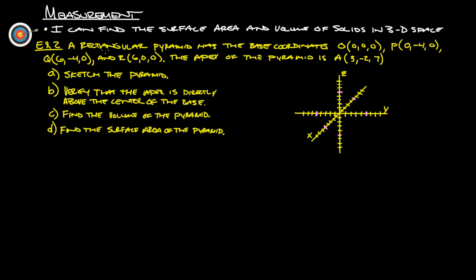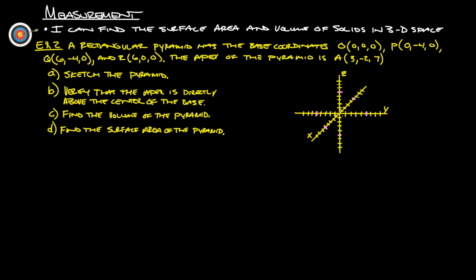Example 2: a rectangular pyramid has the base coordinates O, P, Q, R, and the apex of the pyramid, or the top of the pyramid, is point A. Part a, sketch the pyramid. Okay, so let's go through and let's graph all these.